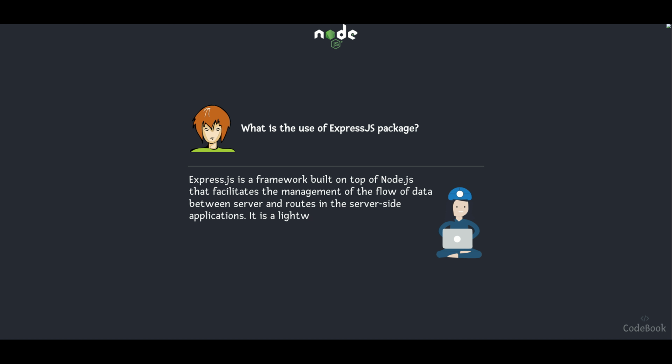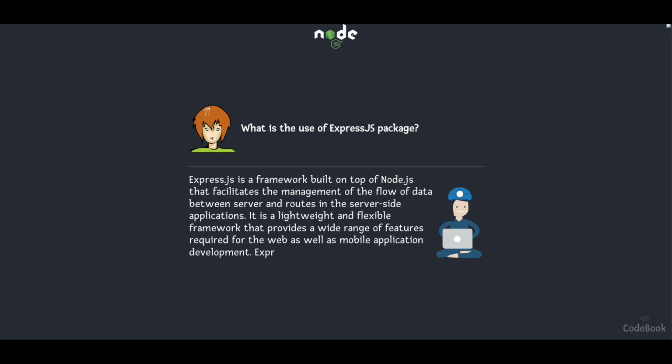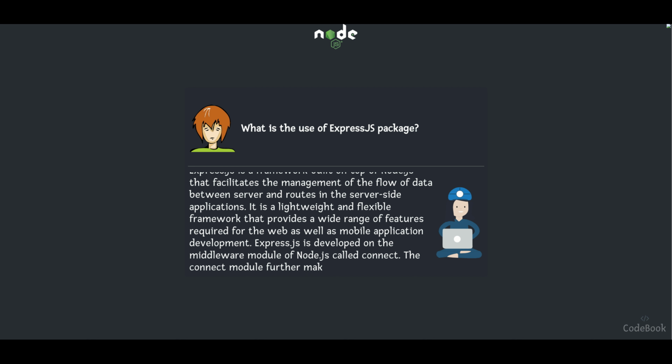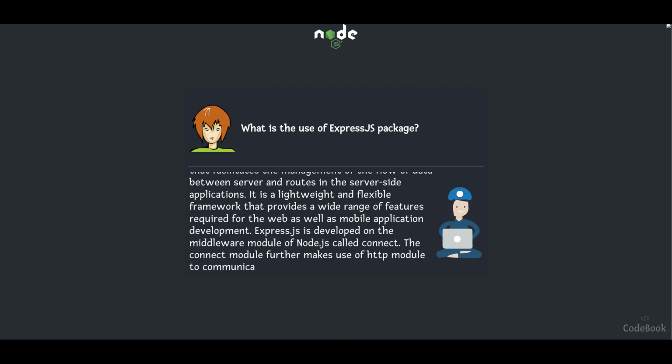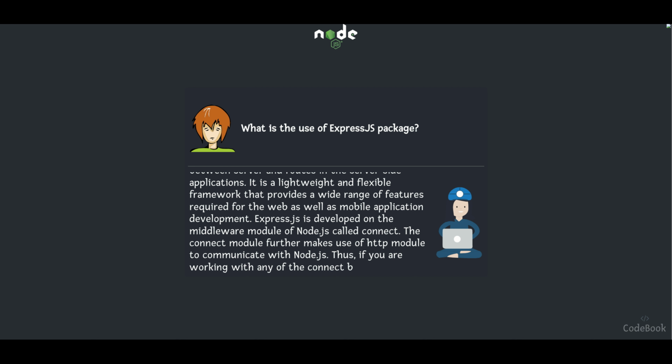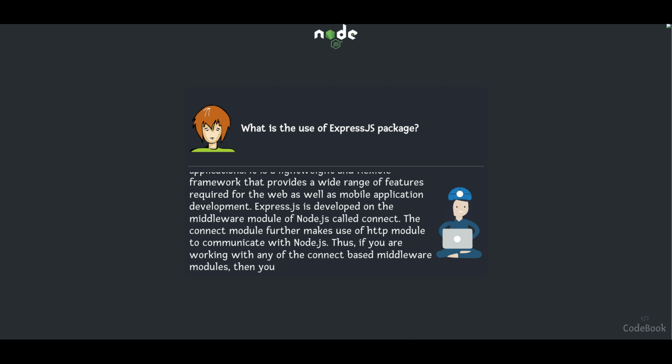It is a lightweight and flexible framework that provides a wide range of features required for web as well as mobile application development. Express.js is developed on the middleware module of Node.js called Connect. The Connect module further makes use of the HTTP module to communicate with Node.js. Thus, if you are working with any of the Connect-based middleware modules, then you can easily integrate with Express.js.